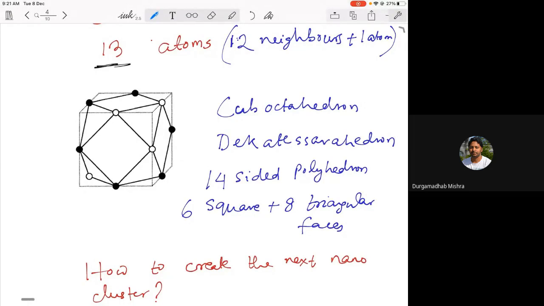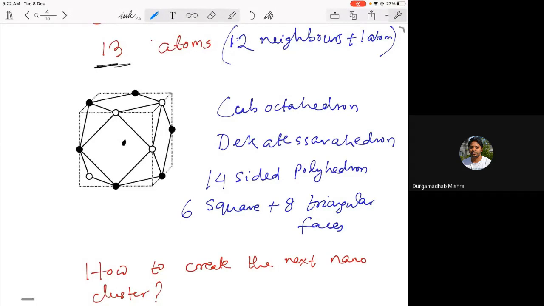So then how do you create the next, bigger cluster? We have this 13, so we add a second cell around it. Here each atom is basically almost like a surface atom, right? There will be one atom in the center, and it will be bonded to 12 different atoms, its nearest neighbors. But these nearest neighbors are not completely bonded, because they are partially there on the surface.